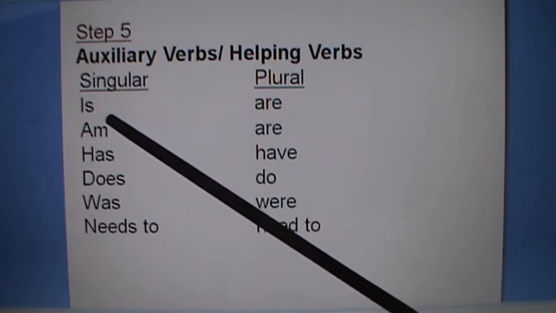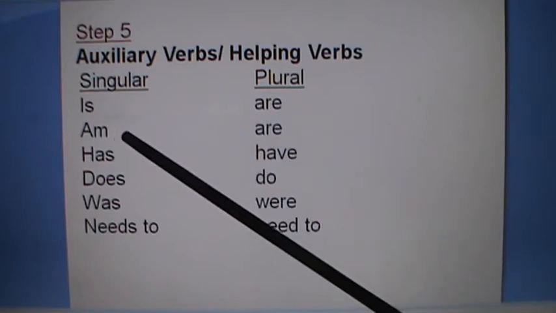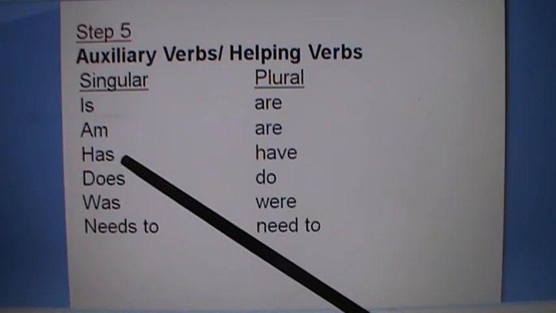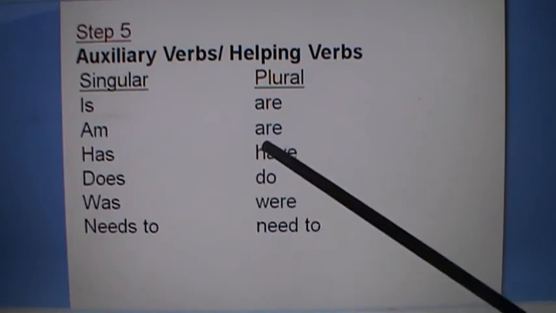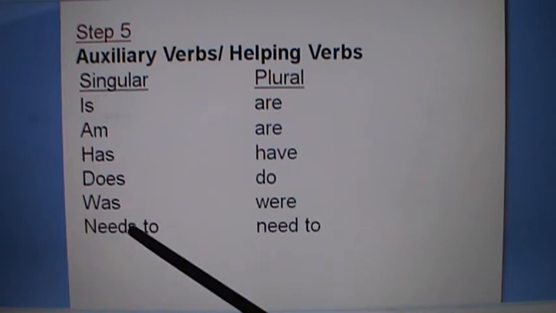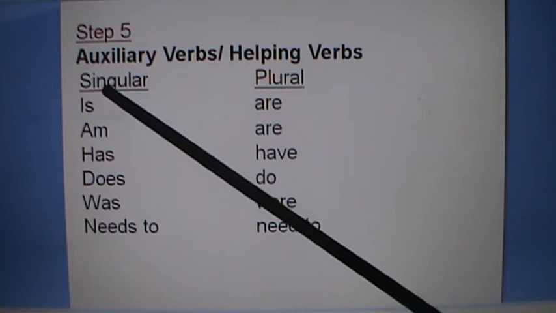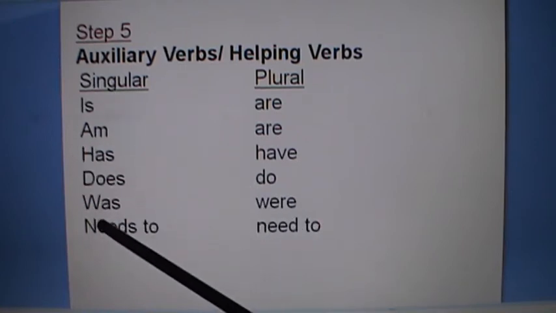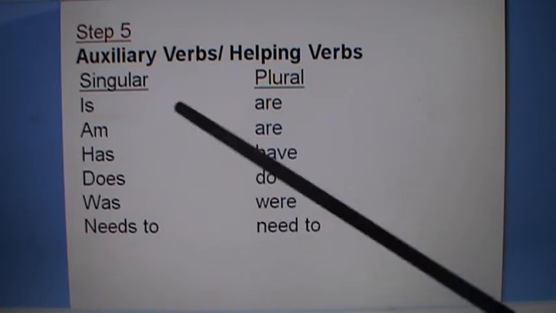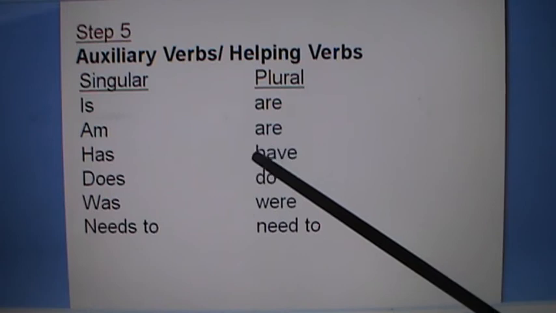Okay, so let's see here. Is singular, are plural. Am is singular, are plural. Has singular, plural of has is have. Does singular, do plural. Was singular, were plural. Needs to singular, need to plural. These auxiliary verbs are always used with a singular noun, singular subject, or singular pronoun. And these are used with a plural subject, so they are plural.